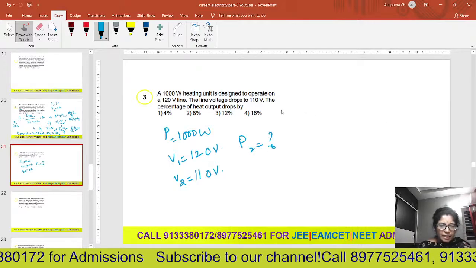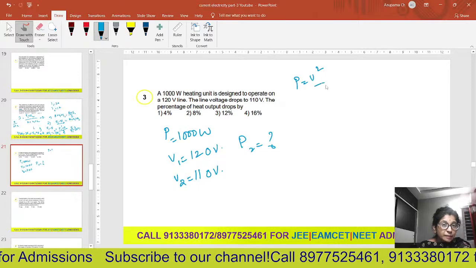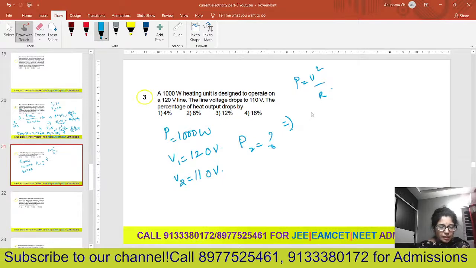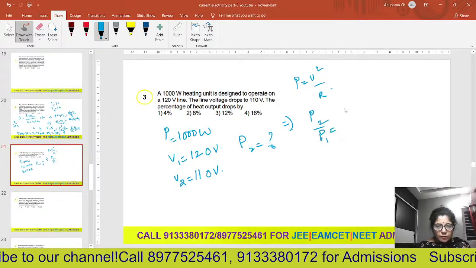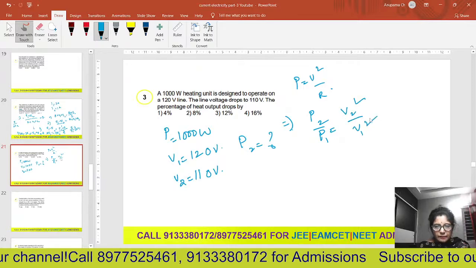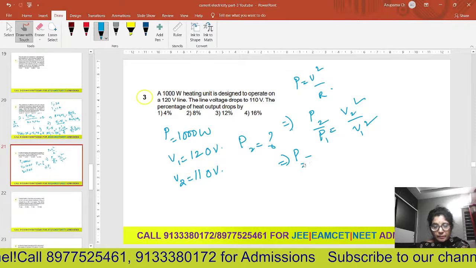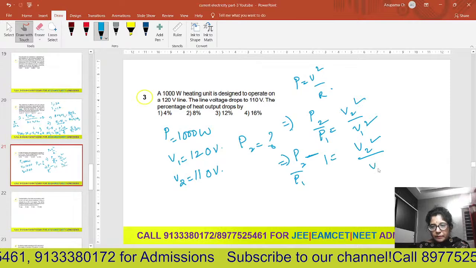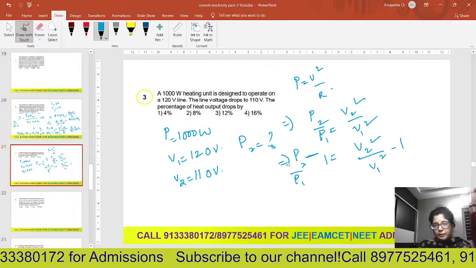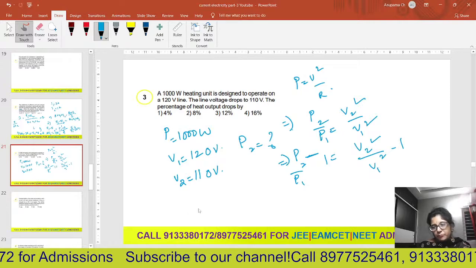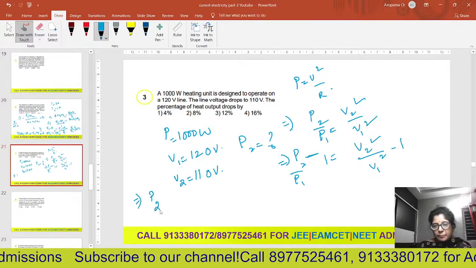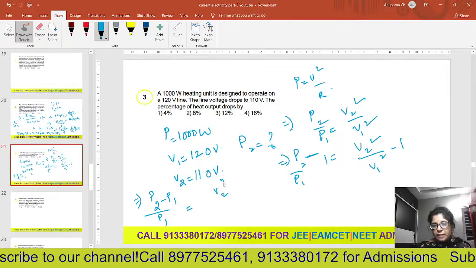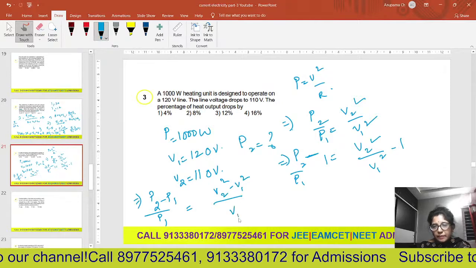What is the formula we have here? P is equal to V square by R. I think you remember this, isn't it, right? So we can write P2 by P1 is equal to V2 square by V1 square. P2 by P1 minus 1 is equal to V2 square by V1 square minus 1. I am doing minus 1 on both sides. I get P2 minus P1 by P1 is equal to V2 square minus V1 square by V1 square.